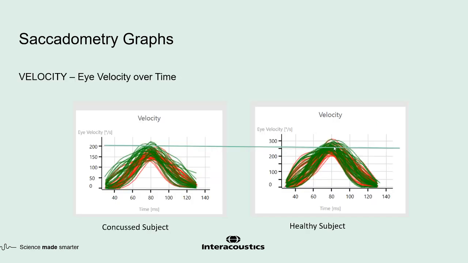Here's a patient that's normal. Here's a patient that's concussed. This concussed patient is only hitting about 200 degrees per second at peak velocities. We like to see 350 plus.